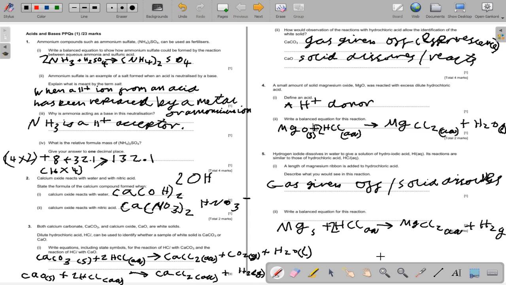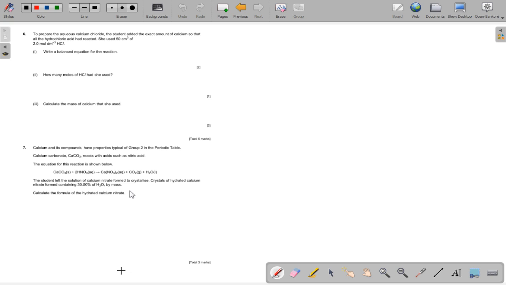So that's the first questions 1 to 5 done, and now we'll move on to the back for questions 6 and 7. So to prepare the aqueous calcium chloride, the student adds the exact amount of calcium so that all the hydrochloric acid reacts. So they use 50 centimeters cubed of 2 moles per decimeter cubed hydrochloric acid. So first step is to write a balanced equation, then how many moles of HCl is used, and then you have to calculate the mass of calcium that's used.